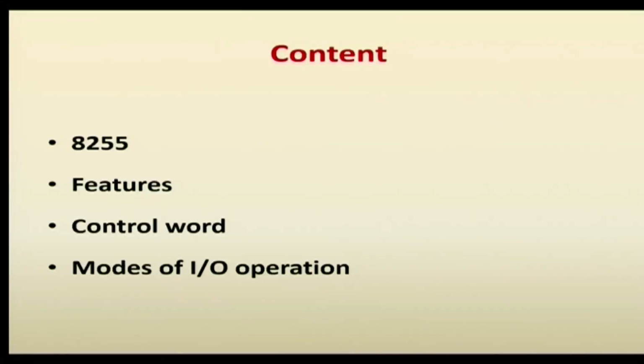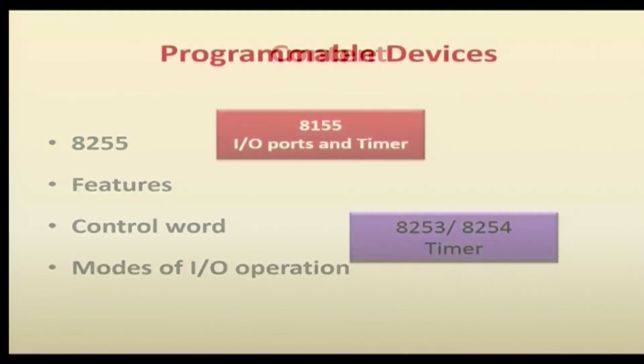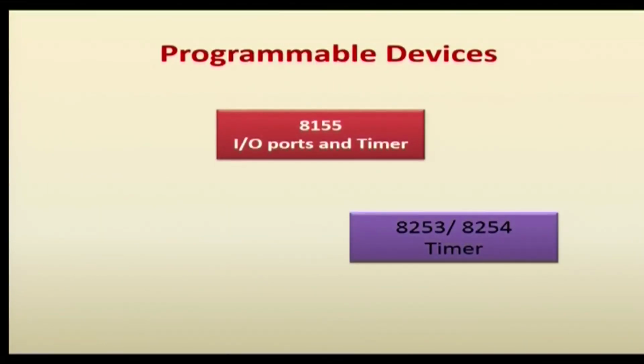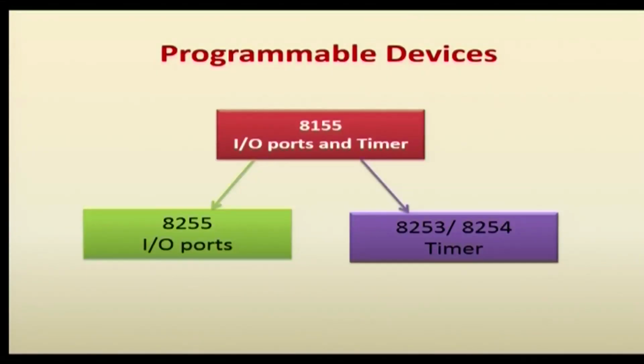In the previous class, we discussed 8155, which has the IO ports and a timer. For future applications, the requirement of IO ports and timers increased. So, it was divided into two separate ICs, one for the timer and another for IO operations. For the timer they use 8254, and for the IO operations they use 8255. So, the 8255 is the modified form of 8155. In 8155 there is a combination of both IO ports and timer, while 8255 is only for IO ports and 8254 only for the timer.